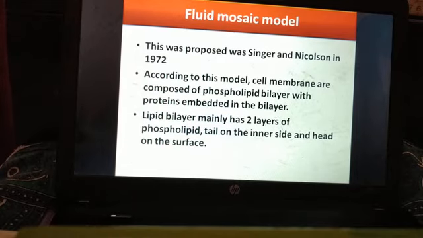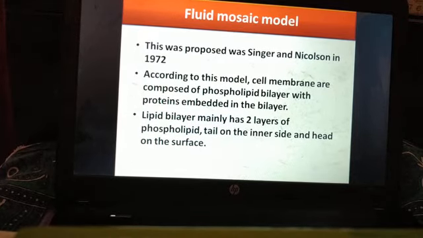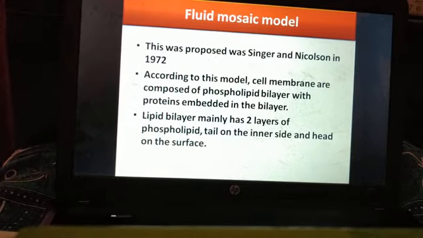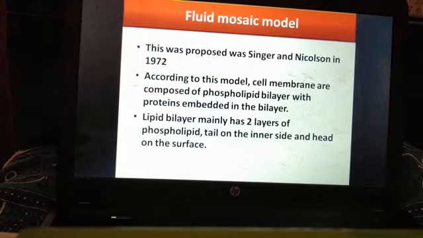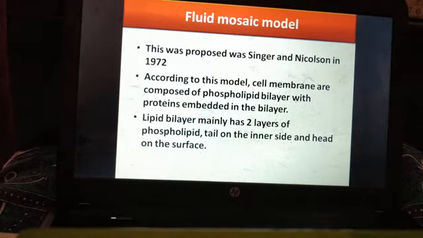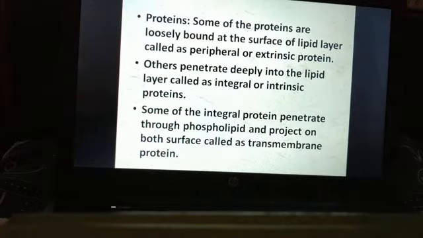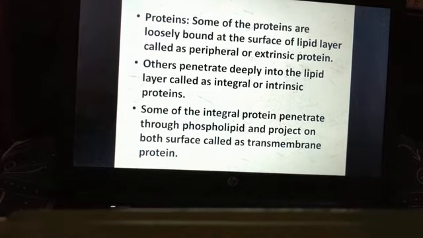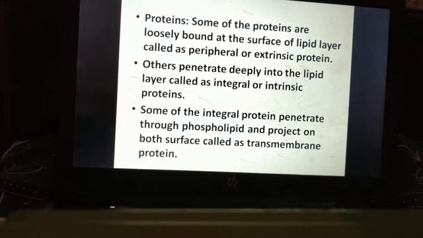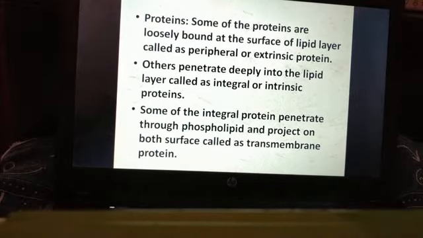Alpha globular proteins. Now the lipid bilayer has two layers of phospholipid, the tail on the inner side and the head on the surface. So this is the same as what we have seen before, but here the proteins are embedded in the bilayer. Now the proteins that are present will again be extrinsic and intrinsic proteins. Some of the proteins are loosely bound at the surface of the lipid layer.